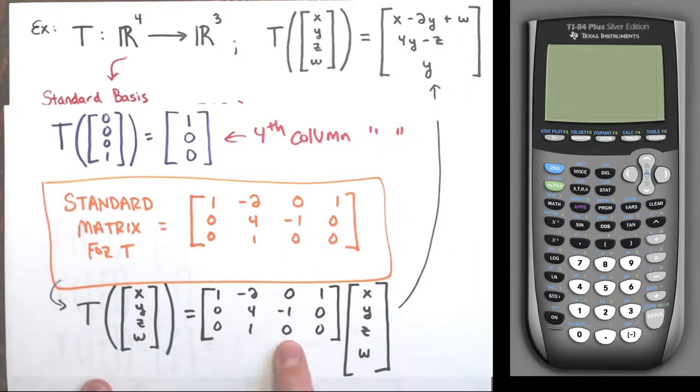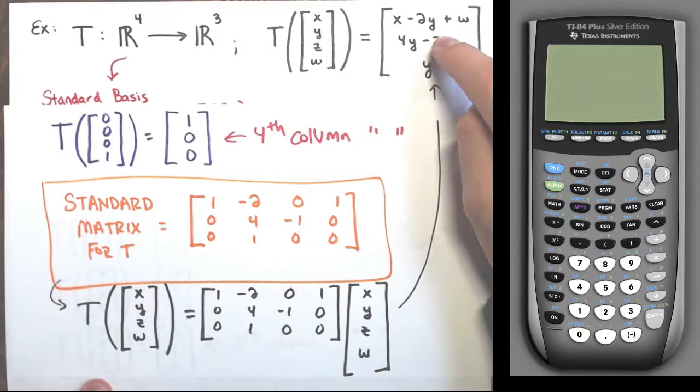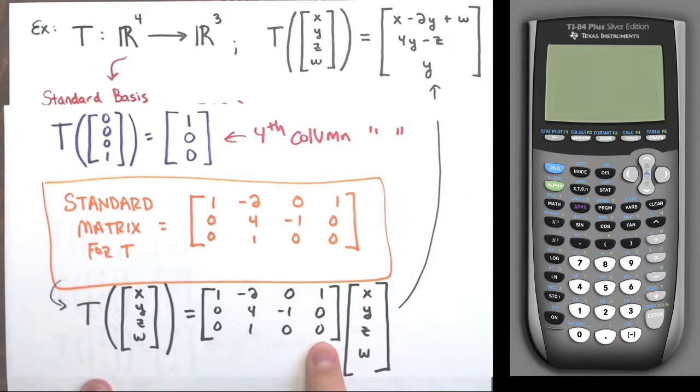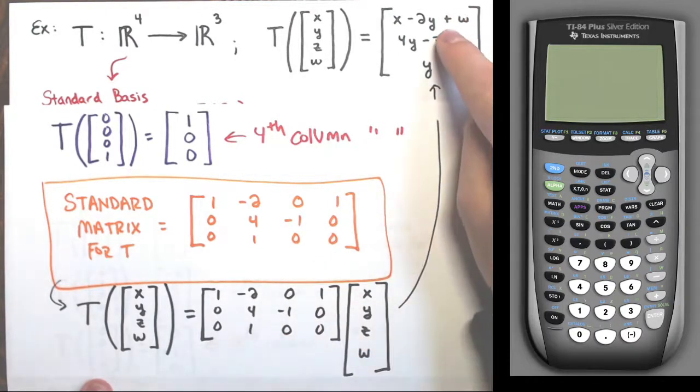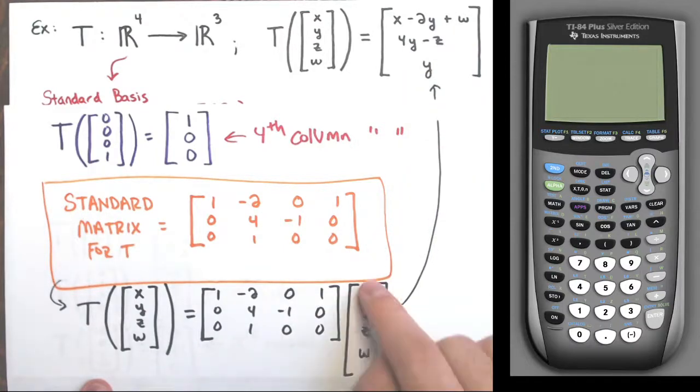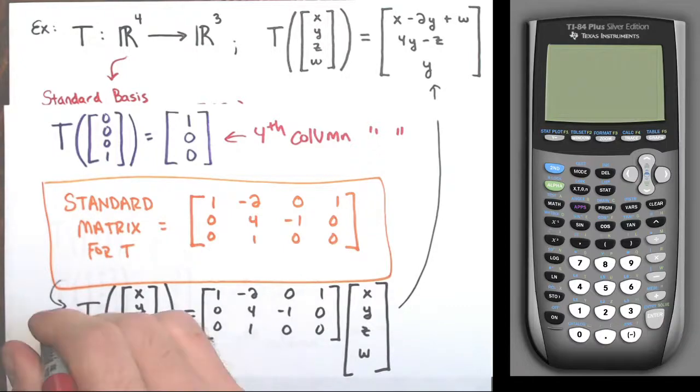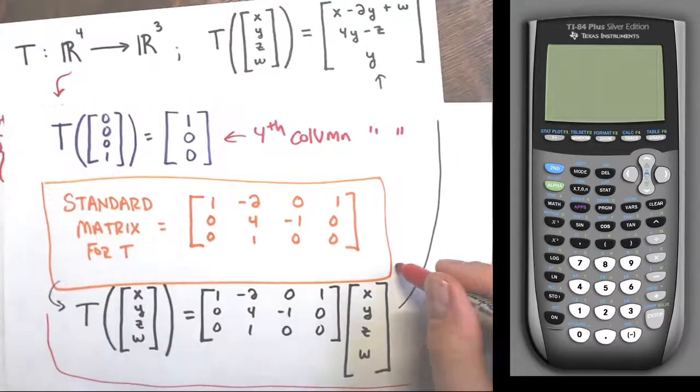Third column is just the coefficients of z: 0z, negative 1z, and 0z. And then the fourth column is just the coefficients of w: 1w, no w, no w, right? And then you have your input vector. Okay, so you could also now find outputs this way, if you wished, right?